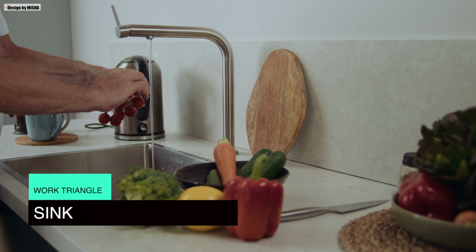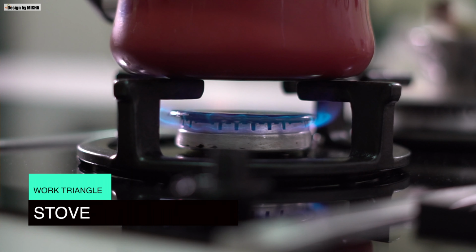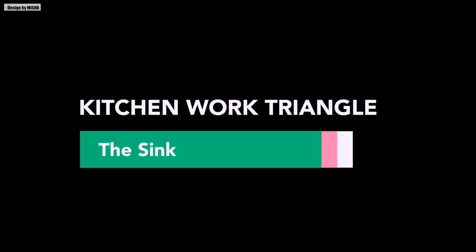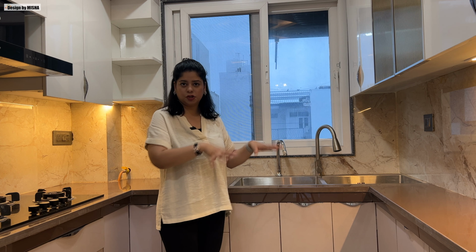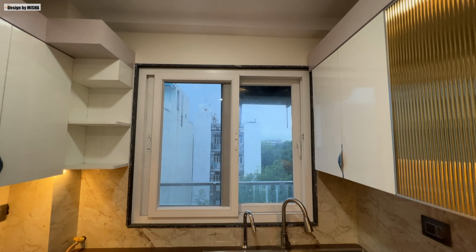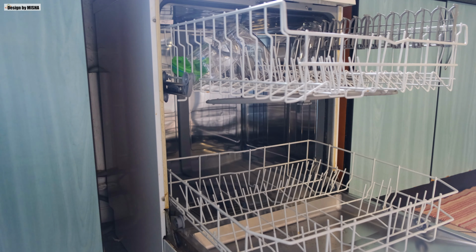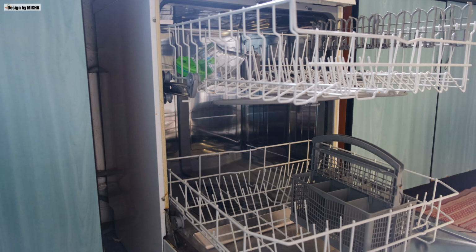Now let's look at how to optimize the work triangle in an ergonomic kitchen, which involves the three kitchen elements, the sink, the stove and the refrigerator. You should place the sink centrally in the kitchen, ideally under a window, because this provides natural light and a pleasant view. Ensure that the sink is close to the dishwasher for easy transfer of dishes and utensils if you're going with a dishwasher.